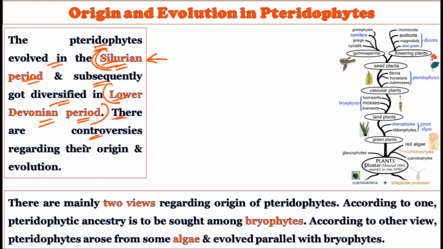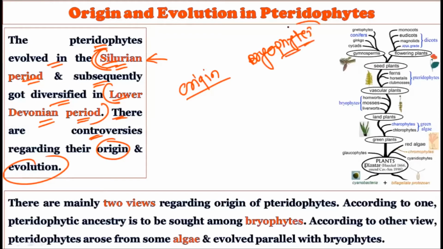Now there are various controversies regarding their origin and evolution. Of course, there is no one view. Just like when we considered the origin and evolution of the Bryophytes, there are many views, and finally we cannot conclude which theory is best to explain the origin of Bryophytes. In a very similar way, we are not sure which type of evolution happened in the pteridophytes as well. So there are many theories and many controversies regarding the origin and evolution of these pteridophytes.